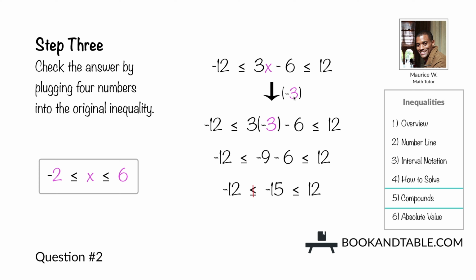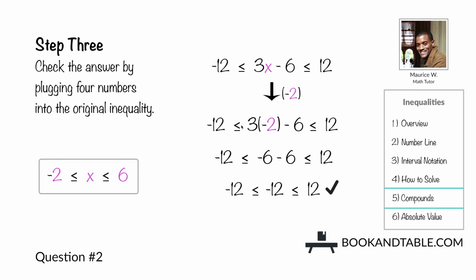So when we plug in negative 3, 3 times negative 3 is negative 9. Negative 9 minus 6 is negative 15. And as we hoped, we wind up with a false statement. Negative 12 is not less than negative 15. If we plug in negative 2, we're hoping that we wind up with a true statement, since negative 2 can equal x. 3 times negative 2 is negative 6. Negative 6 minus 6 is negative 12. And we wind up with a true statement. Negative 12 is less than or equal to negative 12. They're equal, so that works.